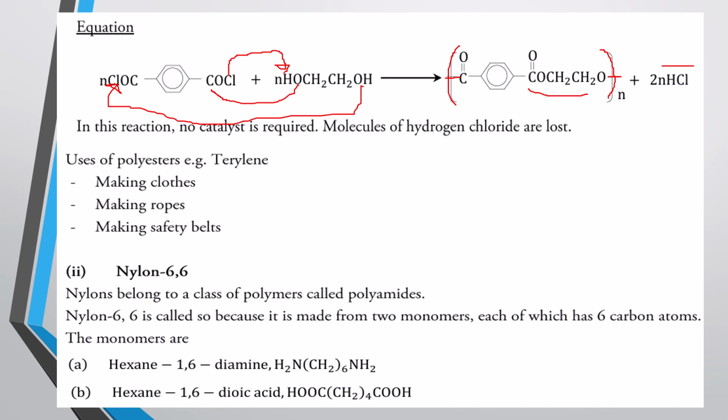So you're saying that in this reaction, no catalyst is going to be required. Also, molecules of hydrogen chloride are going to be lost instead of water. So since we are losing small molecules, it's going to be called a condensation reaction. This is going to be called a condensation polymer.